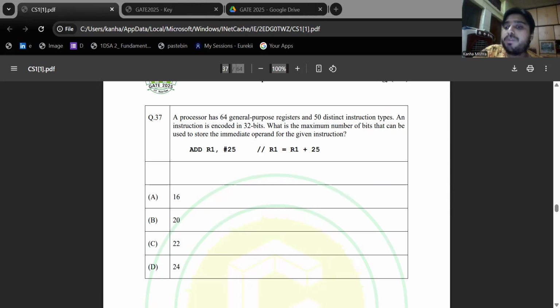So the maximum number of bits that can be used to store an immediate operand, as asked in the question, is 20. Let's quickly summarize what we figured out: there are 50 instruction types, so 6 bits are required for the opcode; 64 registers are there, so 6 bits to identify one register. So 20 bits are required for the immediate because the total length of the instruction is 32 bits. So the answer is 20 bits.